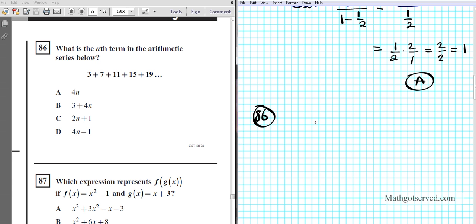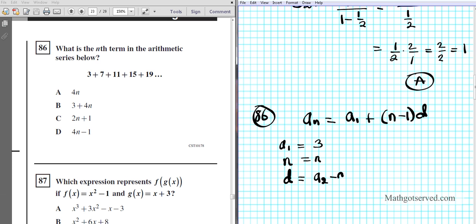Let me write down the formula. An, the nth term of an arithmetic series, is equal to the first term plus the number of terms minus 1 times the common difference. A1 is the first term, so in this case A1 is 3. N is the number of terms. We're asked to find the nth term, so N equals N. D is the common difference, which we can find by subtracting A1 from A2. So 7 minus 3 is 4. There goes your common difference.